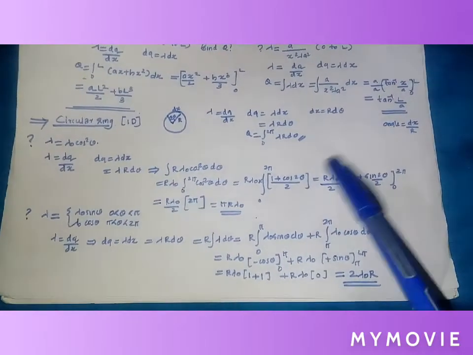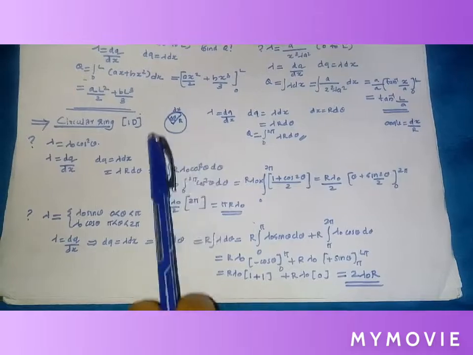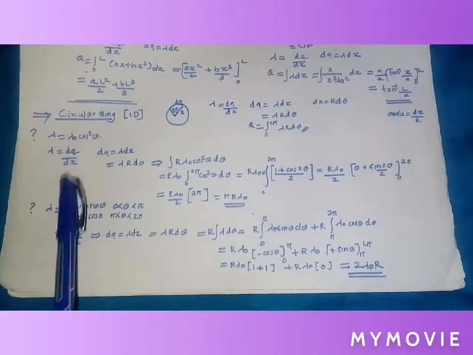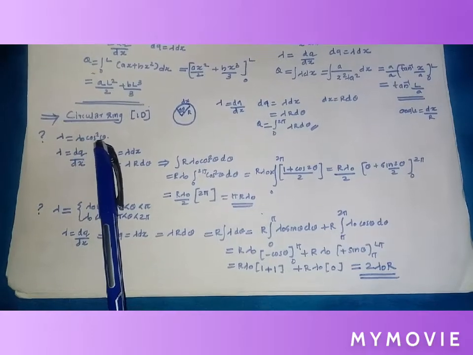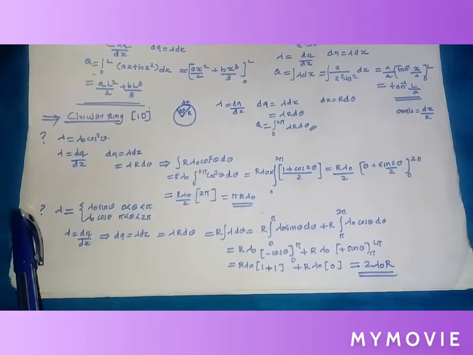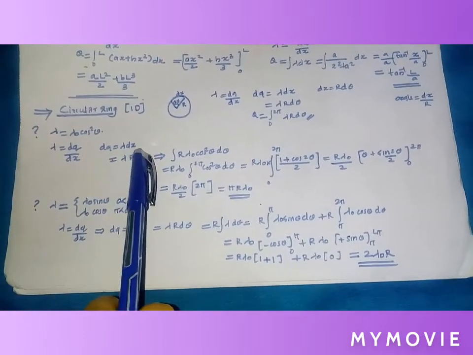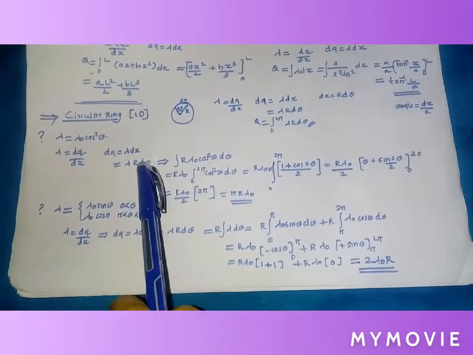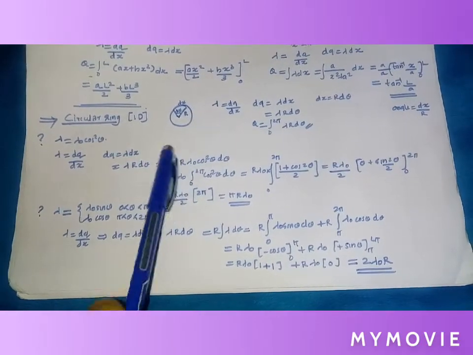And theta we integrate from 0 to 2 pi, because for a circular ring theta varies from 0 to 2 pi. Lambda is equal to lambda 0 cos square theta is the question. So we know the basic equation lambda is equal to dq by dx, dq is equal to lambda dx. Here dx is first changed with r d theta and integrated from 0 to 2 pi.